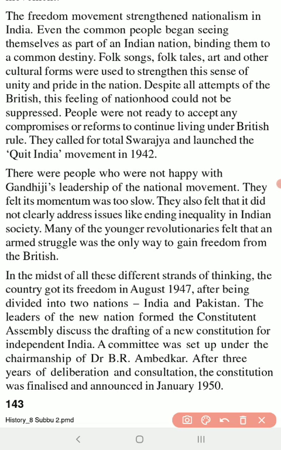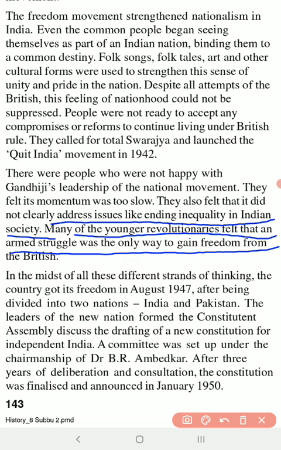There were people who were not really happy with Gandhi's leadership of the national movement. They felt its momentum was too slow. Anything that we want to achieve through non-violence is always slow. They were not happy with the way Gandhiji was leading the movement of Satyagraha against the British rule and for change of Indian society. They felt it did not clearly address issues like ending inequality in Indian society. Many of the younger revolutionaries felt that an armed struggle was the only way to gain freedom from the British rule. It was a time of the Second World War. Some young men said only by taking up arms could we achieve freedom faster.